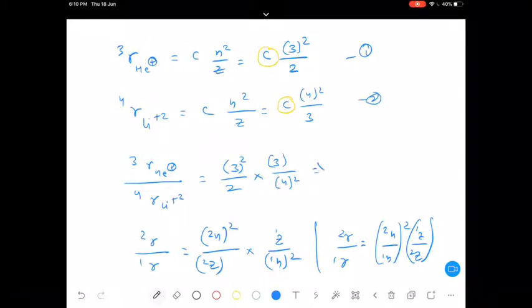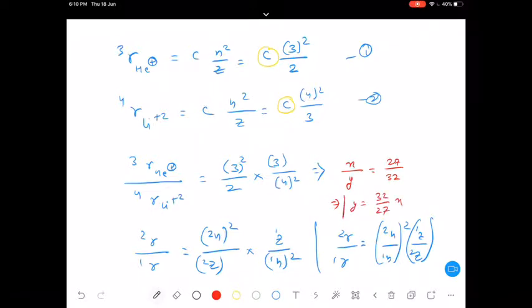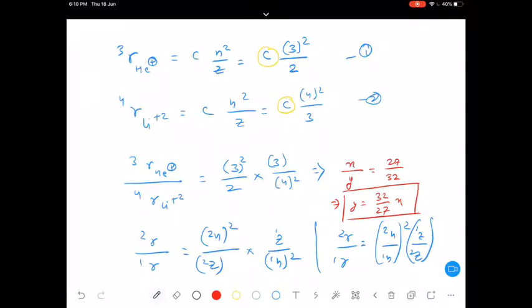Correct. So this value I can write, this radius of helium, it is given. So x by, let's say this is y, comes out to be how much? 27 by 32. This implies y comes out to be 32 by 27 x. Any confusion, any doubt? Right now I have tried to explain as well as to solve.